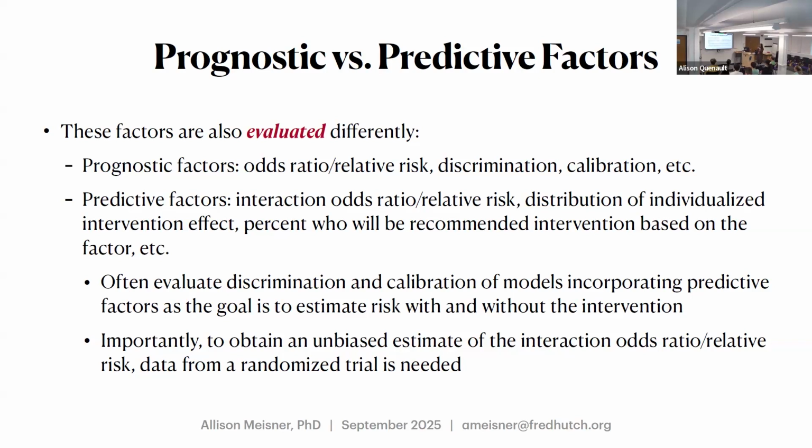Often, when we're developing predictive factors, we do evaluate things like discrimination and calibration, because these are at their heart models to estimate risk with and without the intervention, so we do want to do a good job of estimating risk. And it's important to have data from a randomized trial, which makes this much more challenging than traditional prognostic scores or factors. If your overall intervention effect is estimated with bias, then your interactions will be estimated with bias. So you have to start off with data from a randomized trial. You can do things like inverse probability weighting to try to recover that, but the point is it's a little more complex than just evaluating a prognostic factor.